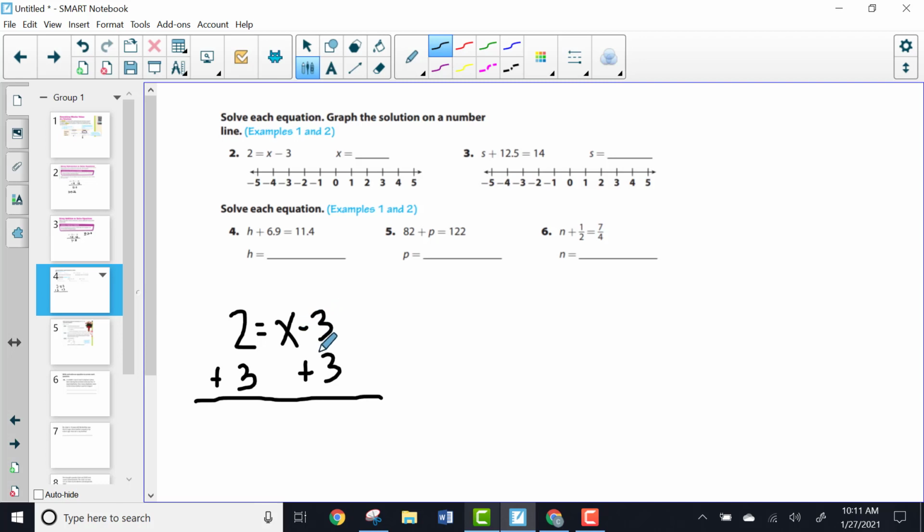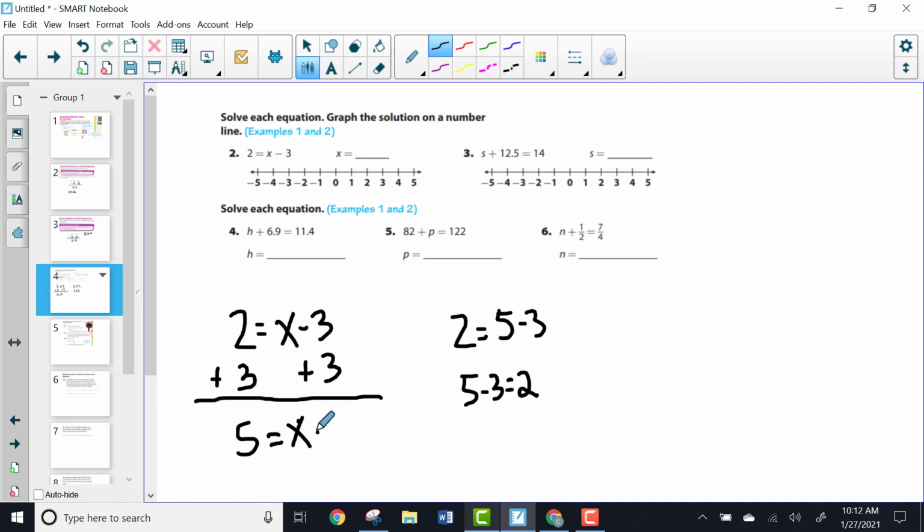So combining negative 3 and positive 3, that cancels out 3 altogether. So we just have x remaining. 2 plus 3, not too difficult at all, gives us 5. Okay, so the solution: 2 equals 5 minus 3. Or you could think about it this way, 5 minus 3 equals 2.